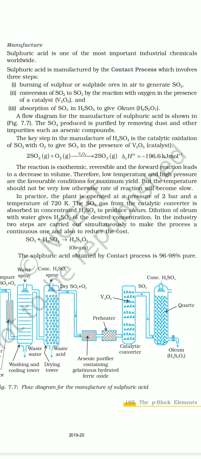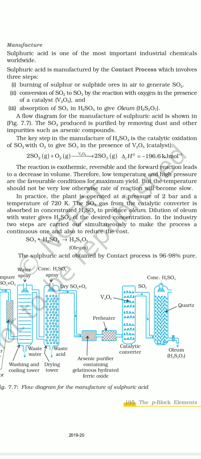So if you apply higher pressure, then the rate of formation of the product will increase according to Le Chatelier's principle. So a pressure of around 2 bar is applied in this contact process. Pressure around 2 bar and temperature around 720 Kelvin is used in the manufacture of sulfuric acid. Now this reaction, that is oxidation of sulfur dioxide to sulfur trioxide, is the key reaction in the manufacture of sulfuric acid.